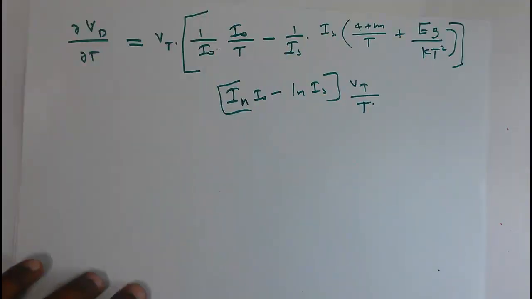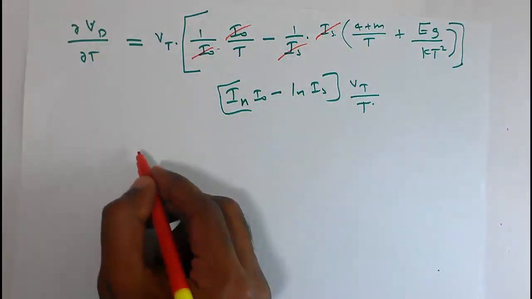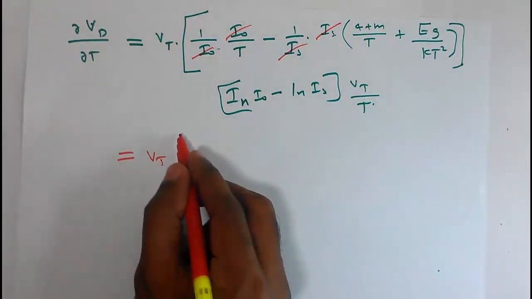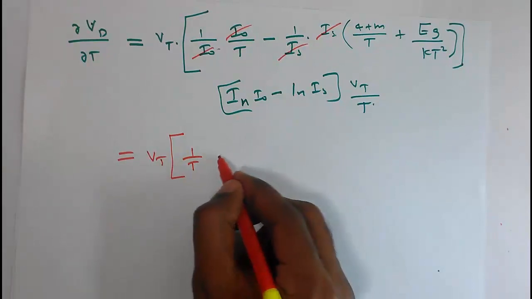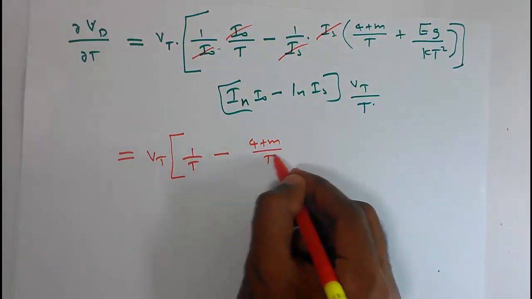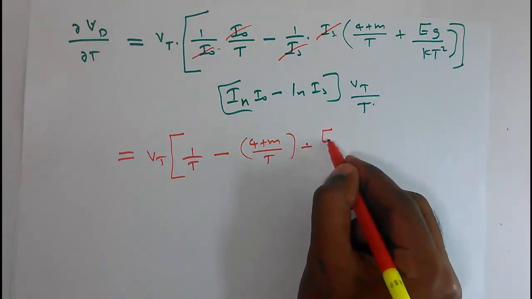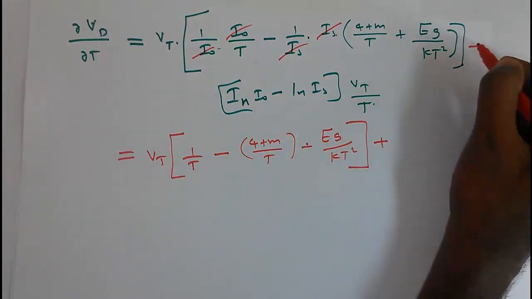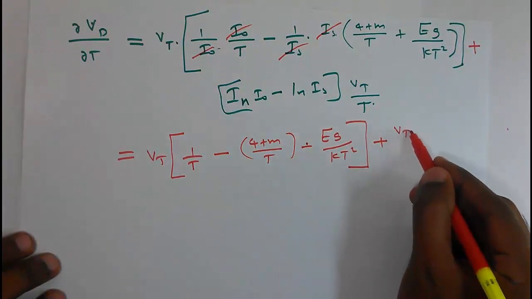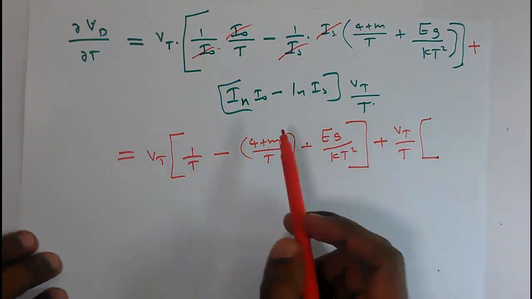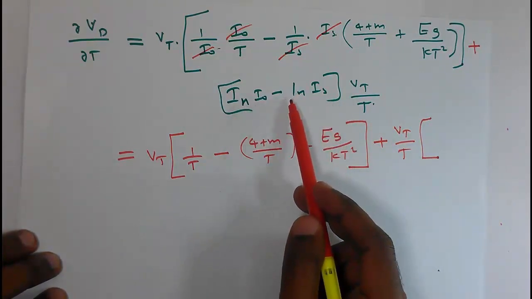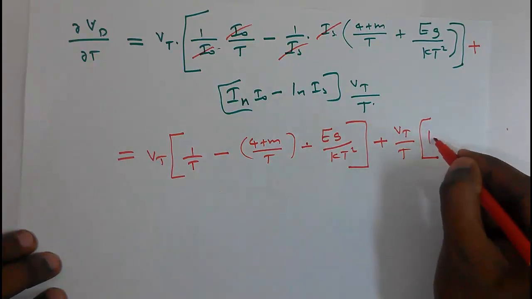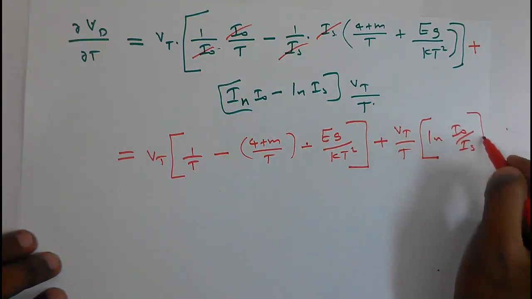A lot of simplification is possible here. Like we can cancel this I0 and I0, this Is and this Is also we can cancel, and that is equal to Vt into 1 by T minus 4 plus m divided by T minus Eg by kT square, plus Vt by T into this term ln I0 minus ln Is, we can write ln I0 by Is.